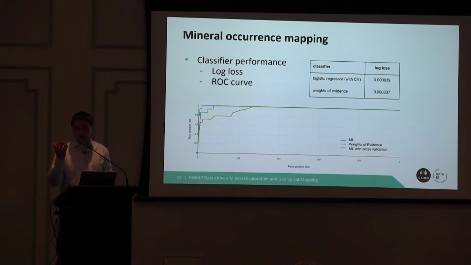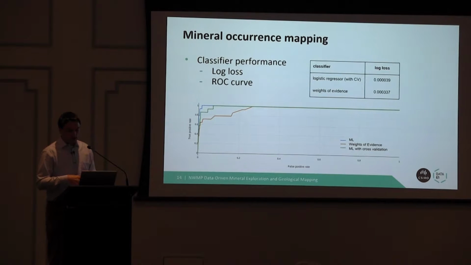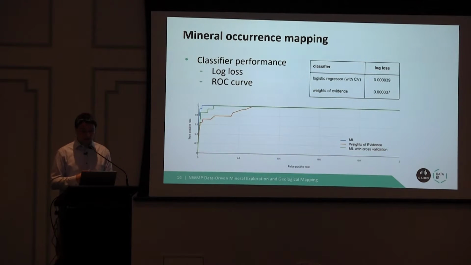We can also estimate the goodness of fit. So for the logistic regression, this is a log loss measure, so the lower the number, the better. We get a little bit better prediction for the logistic regression than the weights of evidence. And we can also have a look at the receiver operating characteristic curves for both of these. And again, the machine learning or the logistic regression performed slightly better and delivers fewer false positives than the weights of evidence.